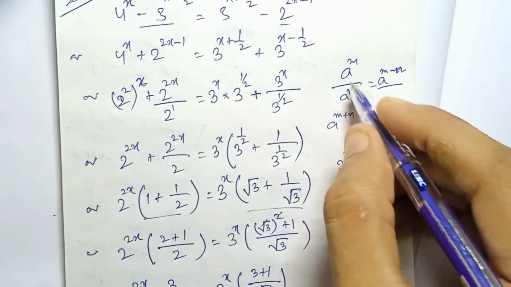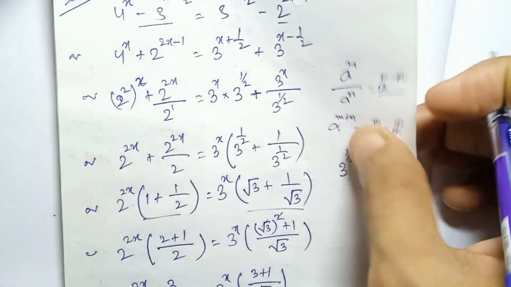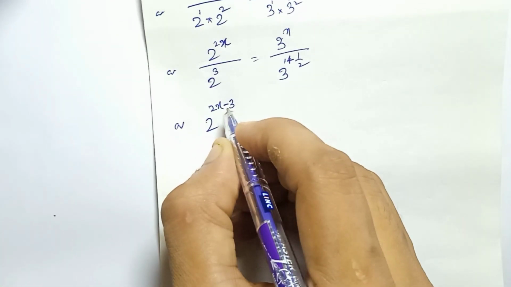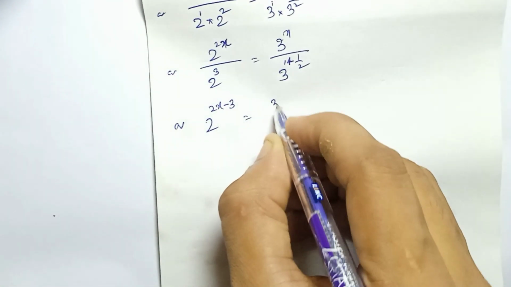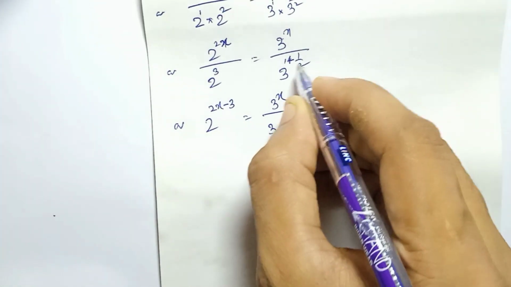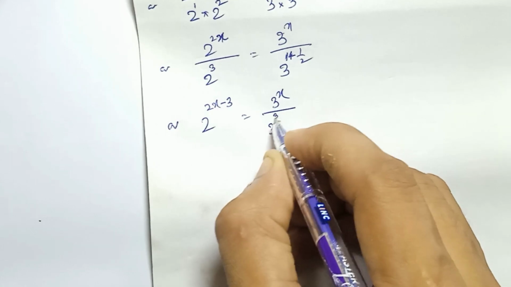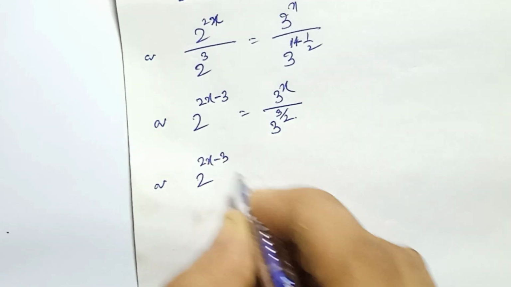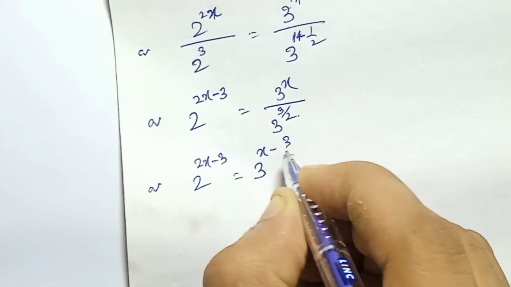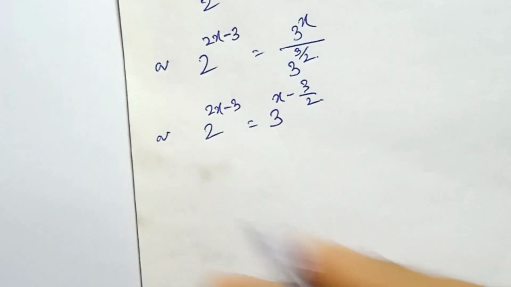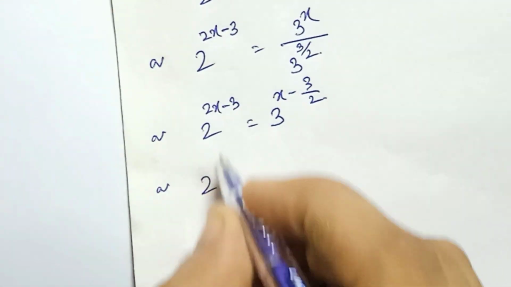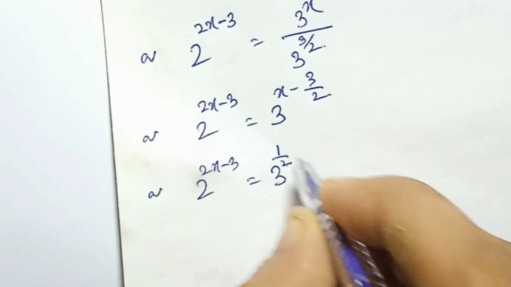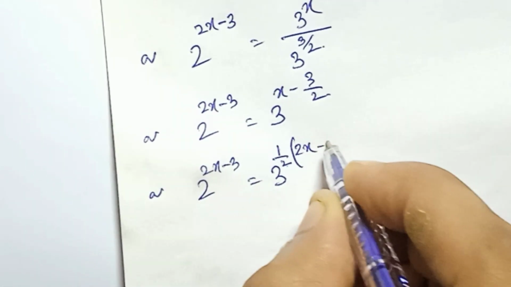So according to this, a to the power m by a to the power n, we can write it as a to the power m minus n. Now here the same, 2 to the power 2x minus 3 is equal to 3 to the power x, and here is 3 to the power 1 plus 1/2, so we can write it as 3/2. Same as 2 to the power 2x minus 3 is equal to 3 to the power x minus 3/2. 2 to the power 2x minus 3 is equal to 3 to the power, if we take half common, so here it will be 2x minus 3.